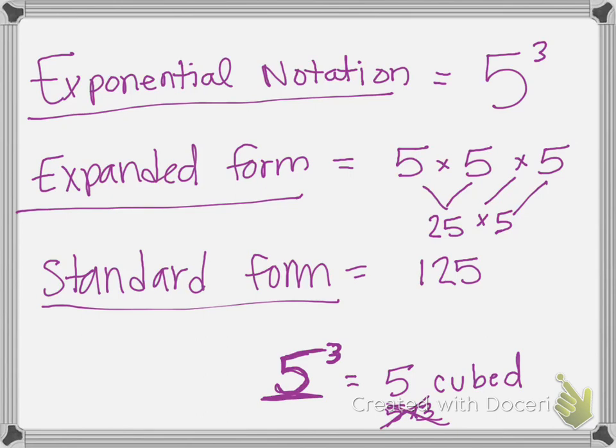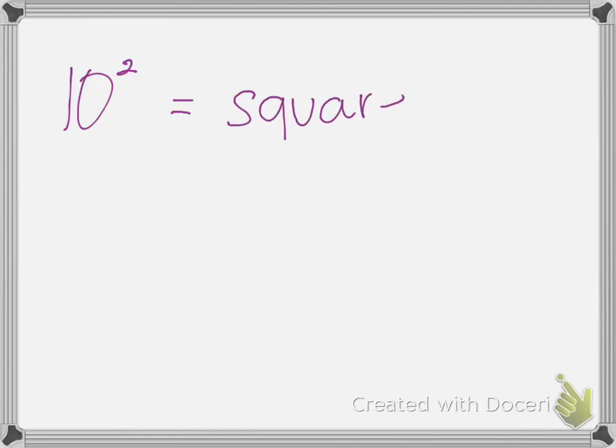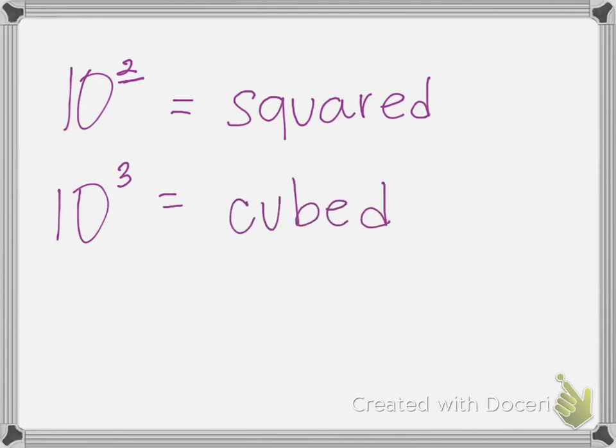The last thing I do want you to write down is, if I would give you a number such as 10 with a 2 up top, that can be 10 to the 2nd power, but it is called squared, S-Q-U-A-R-E-D. If there is a little 2 as the exponent, it's squared. If it's 10 to the 3rd power, it is called cubed. And how I remember that is a square is 2-dimensional, and then a cube is usually 3-dimensional, right?